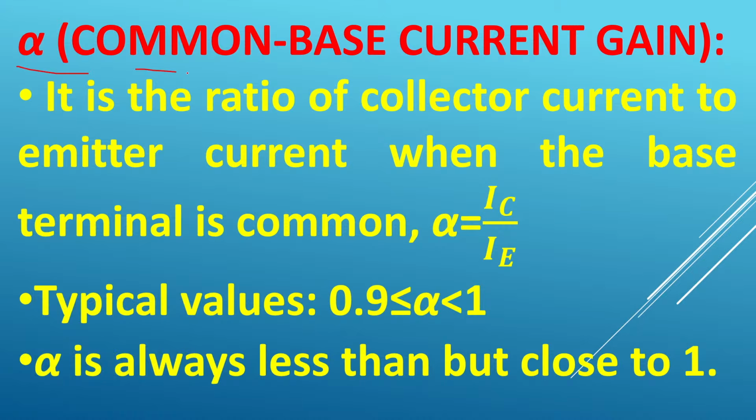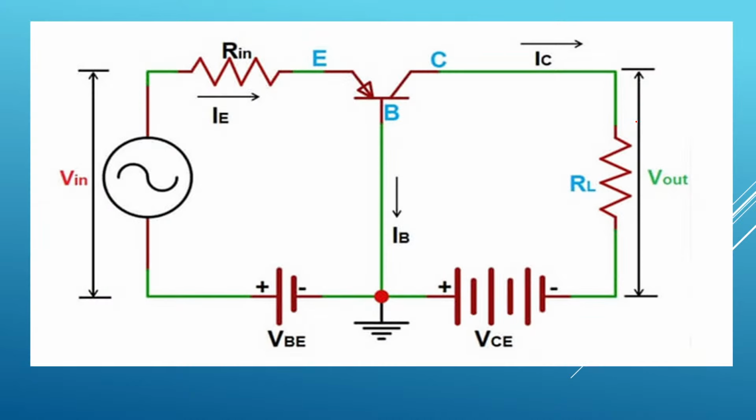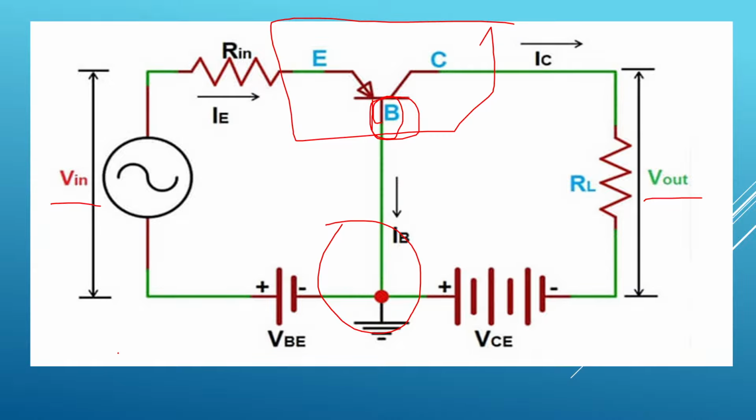Alpha is the common base current gain parameter. Common base means the base will be common to both input and output in this circuit. This is our BJT, whose terminals are emitter, collector, and base. The base is common to both input as well as output.